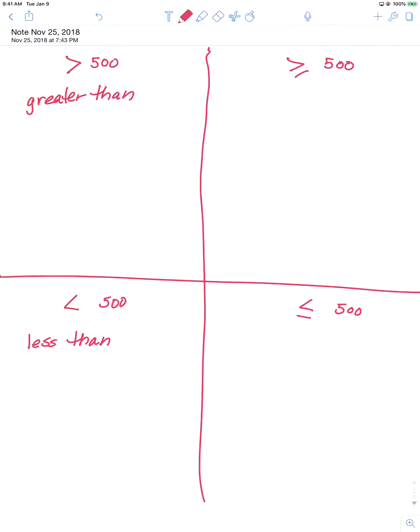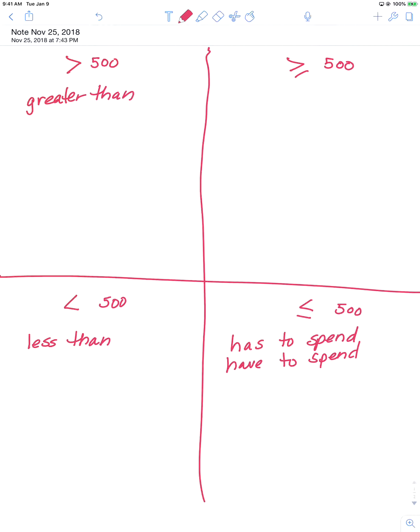Now, if the problem says you have so much money to spend, $500 to spend, but not that you necessarily spent it all, then it's going to be less than or equal to. You could spend less, but you can't spend more.